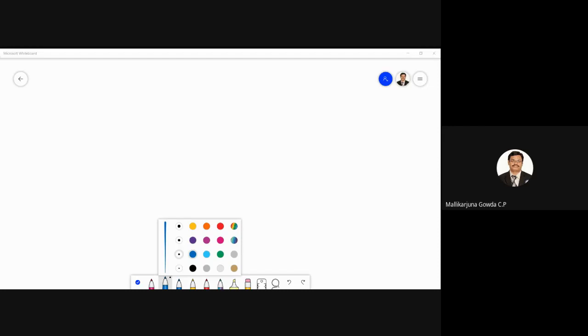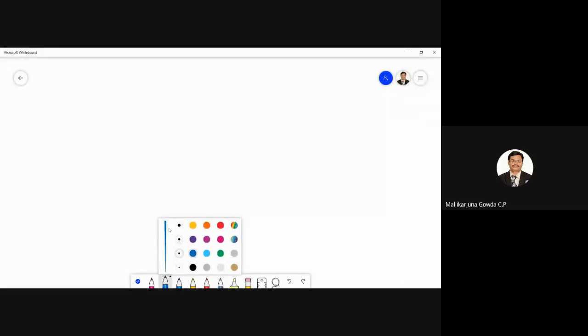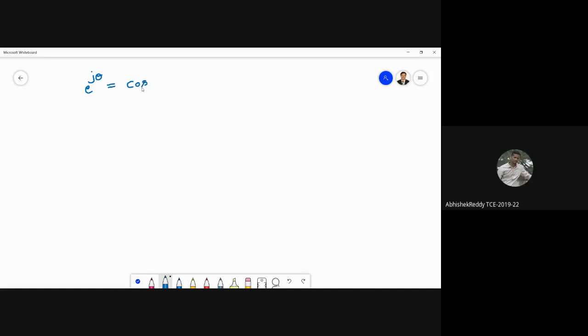Okay, just let me say a few basic things and switch on to the narrow band FM. I hope this is visible, my board? I hope you all know this very basic thing, e power j theta. E power j theta can be written as what? Abhishek Reddy, can you tell? I am expecting you to tell in terms of cos and sin. So, e power j theta is equal to cos theta plus j sin theta.